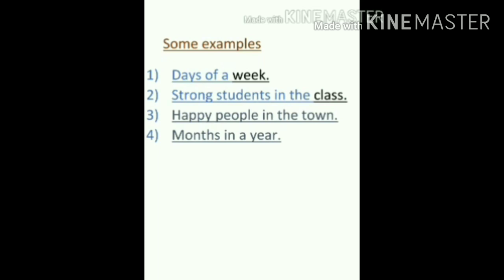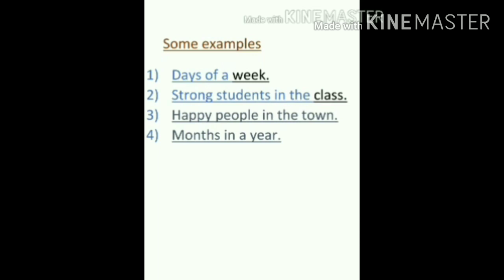Now next, strong students in the class. If I ask this question to the whole class, I get many different answers because strong students are not well defined. The word strong is a relative term. Its exact meaning differs from person to person.